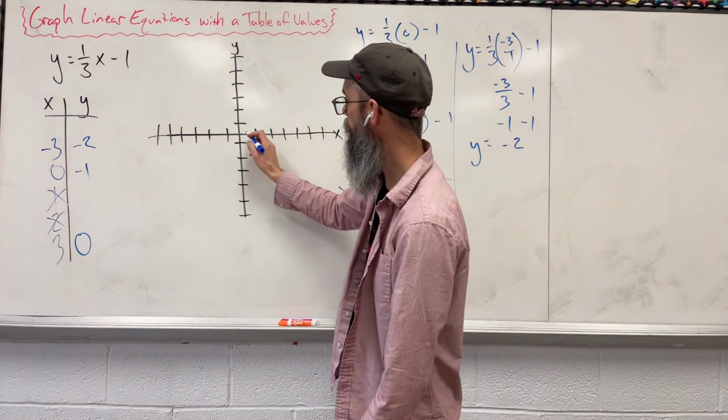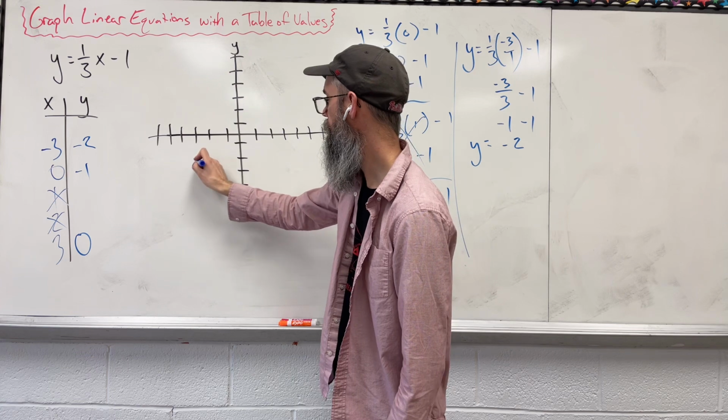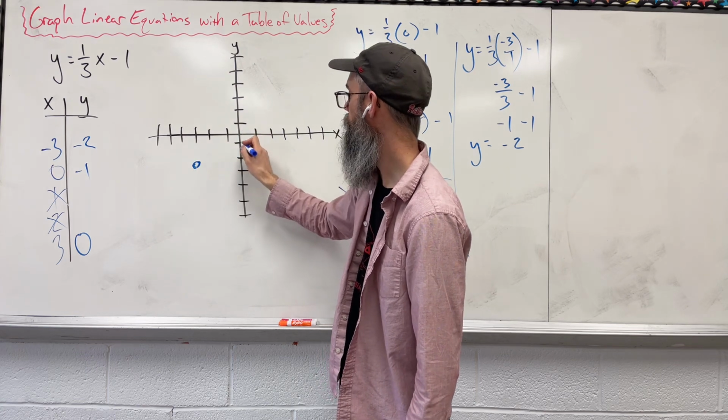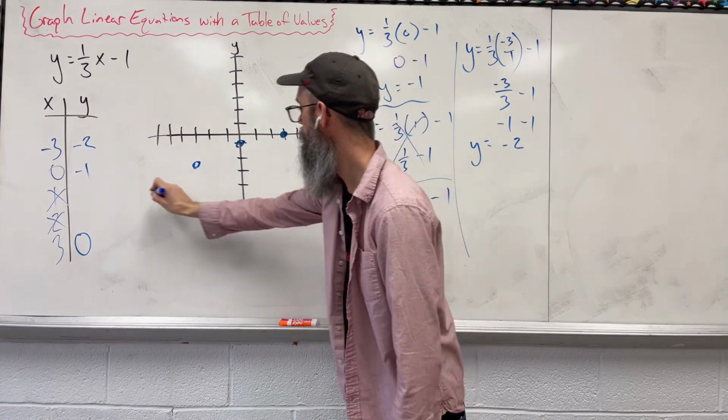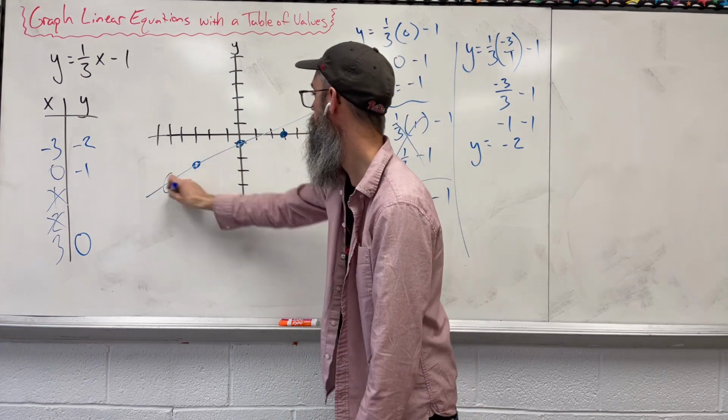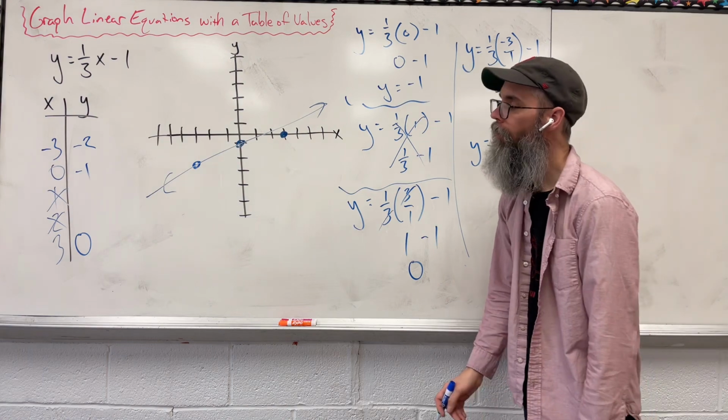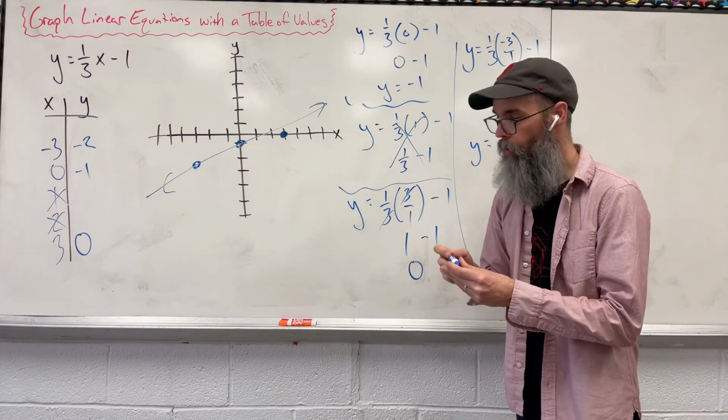So let's plot the stuff. We've got go over 3, go down 2, go over 0, go down 1, go over 3, up 0. Now we've got, whoa, my line's a little off, but there you go. So what's the point here?